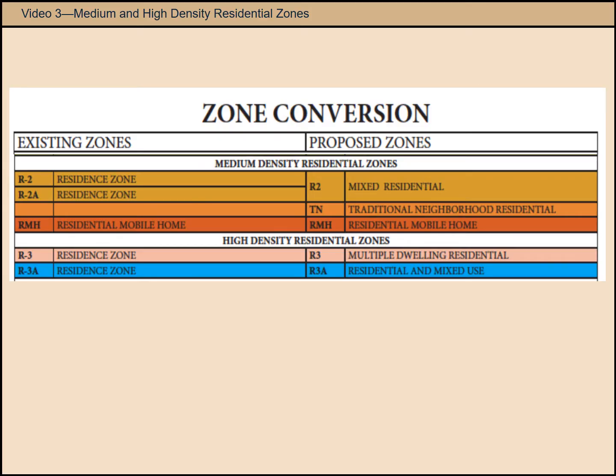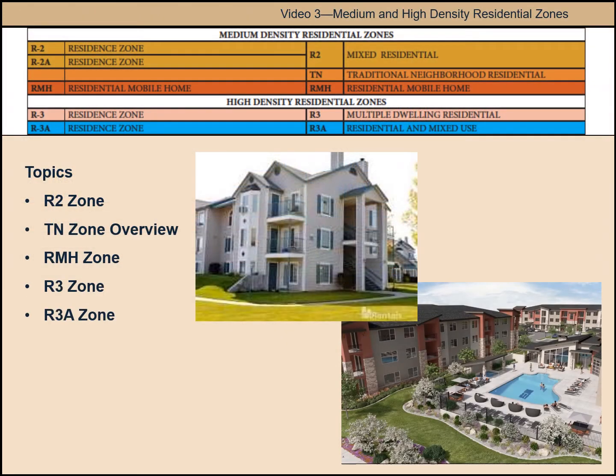This slide shows how we have proposed to convert existing zones. For the medium density zones, we are proposing to remove the R2A zone and combine it with the R2 zone. R2A really isn't used very often to begin with and doesn't provide very much distinction from the R2. We've also introduced the traditional neighborhood zone, which we will touch on in this video, but we'll cover more in depth in a separate presentation. The RMH, R3, and R3A zones are being left basically the same as they are today. For this video, we'll cover the standards for each zone and give a brief overview of the traditional neighborhood zone.